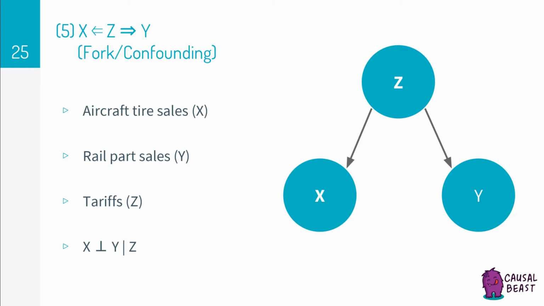An example of this type of correlation between x and y is the recent U.S. tariffs against Chinese aircraft tires and rail parts. Whether there is a tariff imposed by the U.S.